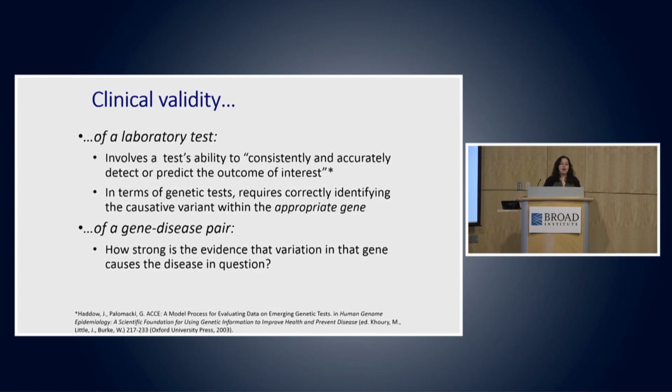And I wanted to specify a little bit what we mean about clinical validity when we're saying it in relation to gene curation, because many people will think of it as the clinical validity of a laboratory test. And in that case, it involves the test's ability to consistently and accurately detect or predict the outcome of interest. But for the clinical validity of a gene-disease pair, we're really asking the question, how strong is the evidence that a gene is related to disease?